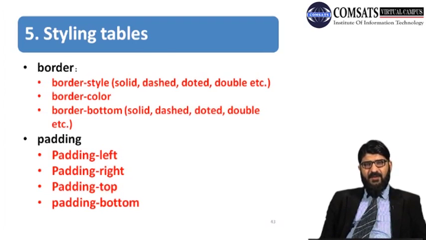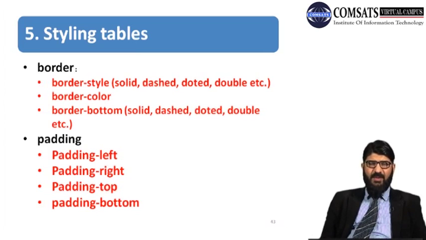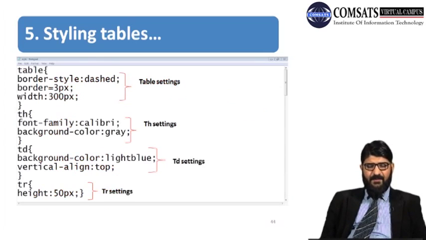The next property for styling the table is padding. Either you want to pad left, or pad right, or pad top, or pad bottom. Padding is basically placing the table at a specific position. So you want to keep the table left, right, top or bottom. This we will need to know in padding.